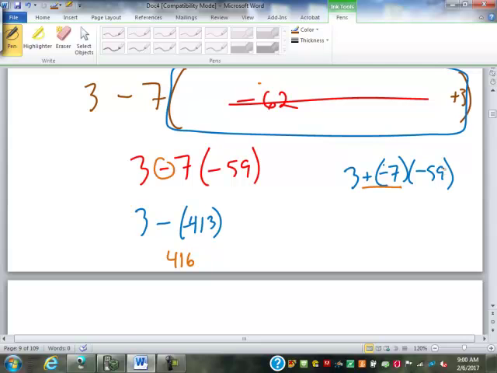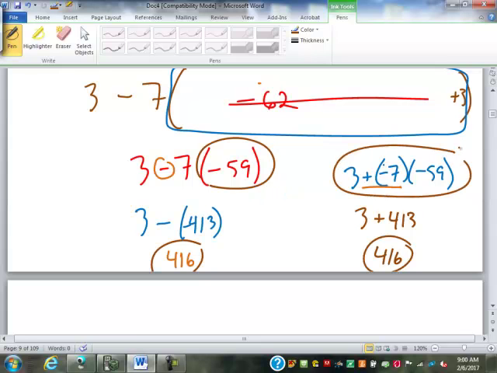Negative 7 times negative 59 is a positive 413. Still end up at 416. So it's up to you which way it's easier for you to interpret this. Because it was being multiplied by a negative, this is one of the few times where it might be easier to change that subtraction to plus a negative and multiply it out as a negative. But both of those are equivalent.